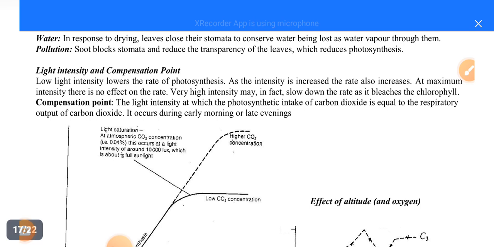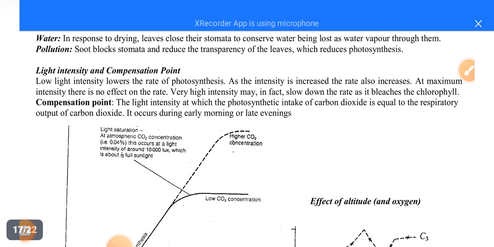At maximum intensity there is no effect on the rate. The reason is that at this light intensity, enzymes are being denatured. Then very high light intensity may in fact slow down the rate as it bleaches the chlorophyll molecule. So that's how light intensity affects the rate of photosynthesis.